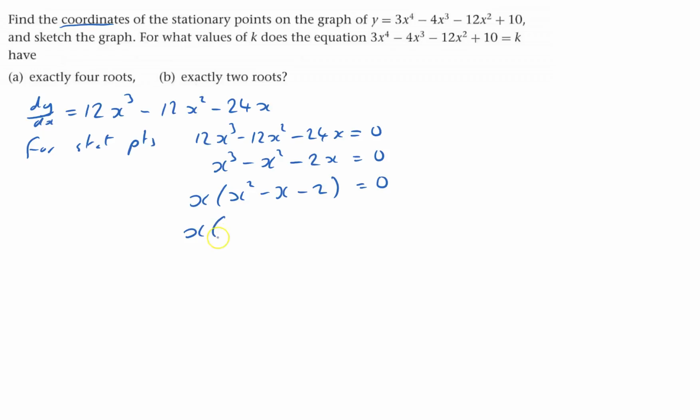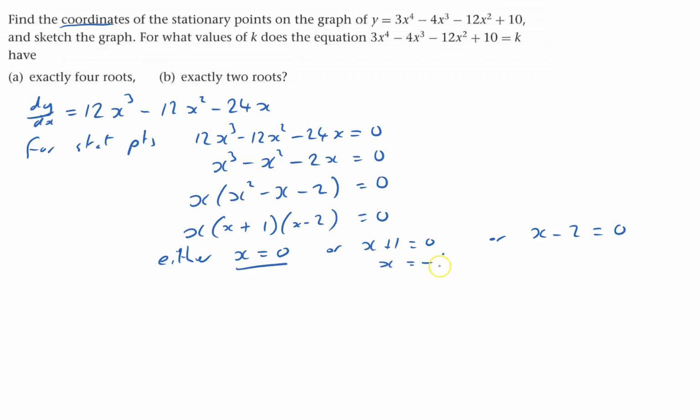Hopefully this other bit can be factorized, and it's a quadratic. So I have x and x in the beginning. That makes x squared. I've got to get 2. The only way I can get 2 is 2 and 1. It's minus 2, so one's positive and one's negative, and that's minus. So it's going to be minus 2 plus 1. So that means that either the first one equals 0, so x equals 0, or x plus 1 equals 0, or x minus 2 equals 0. So x equals 0, or x equals negative 1, or x equals 2.